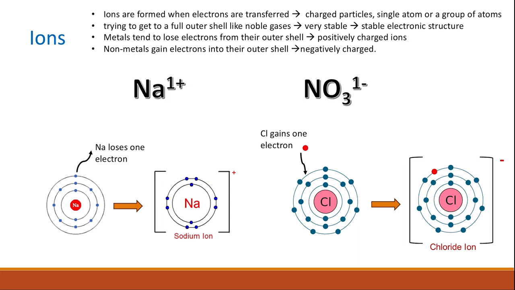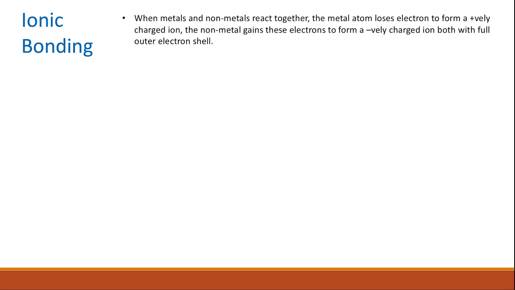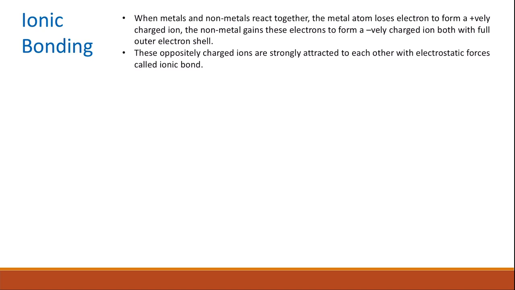Remember that group 1 elements will lose one electron, group 2 elements will lose two electrons, group 6 elements will gain two electrons, and group 7 elements will gain one electron. Ionic bonding is formed when metals and nonmetals react together. The metal atom loses electrons to form a positively charged ion, while the nonmetal will gain electrons to give you a negatively charged ion. Both of these will try to have a full outer electron shell.